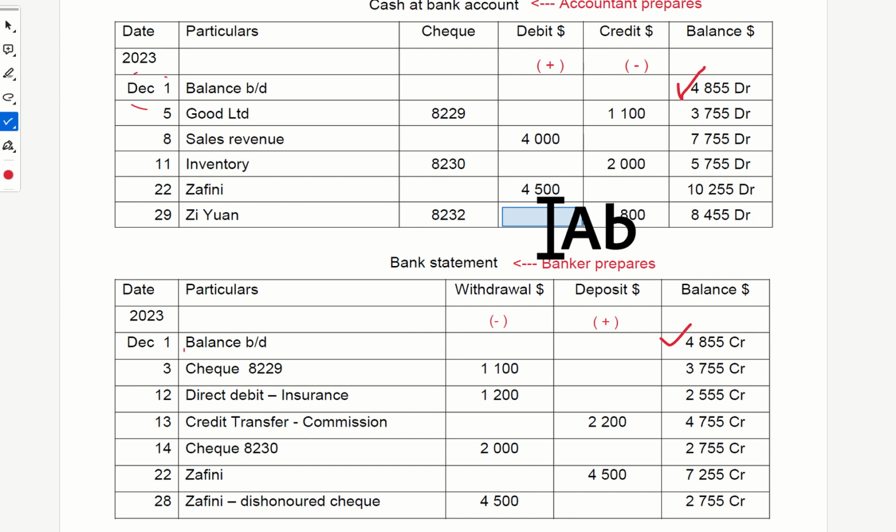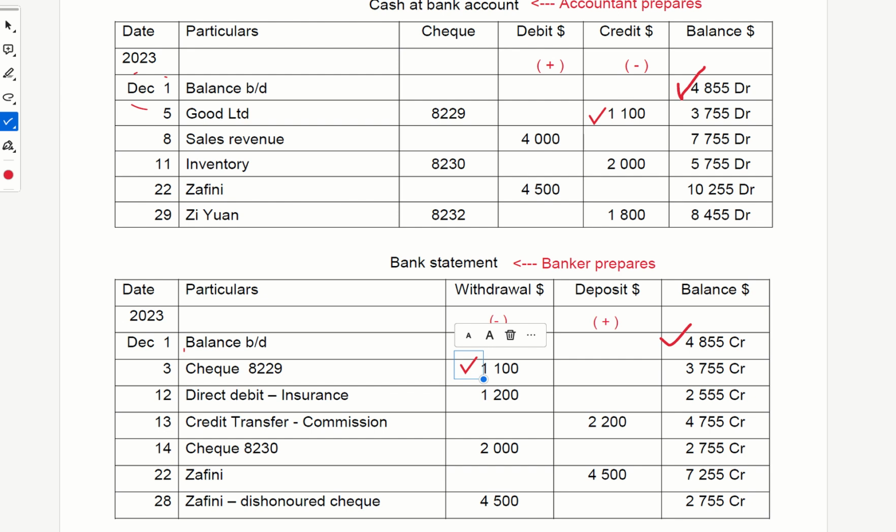So can you see that in the bank statement, there is one on the 3rd of December? So what you need to do is to put a tick for both. All right, you should put a tick for both. Now the tick means that the payment inside the cash at bank account has been recorded in the bank statement.